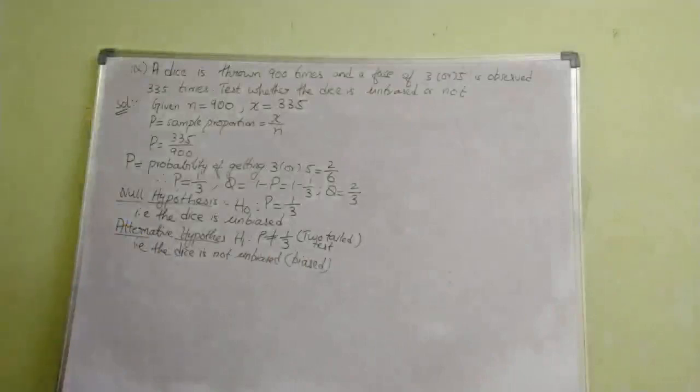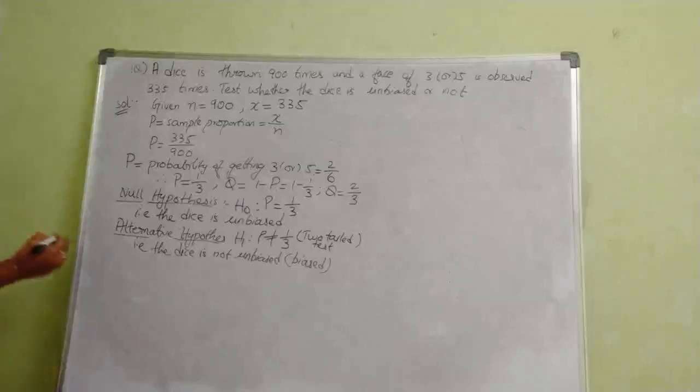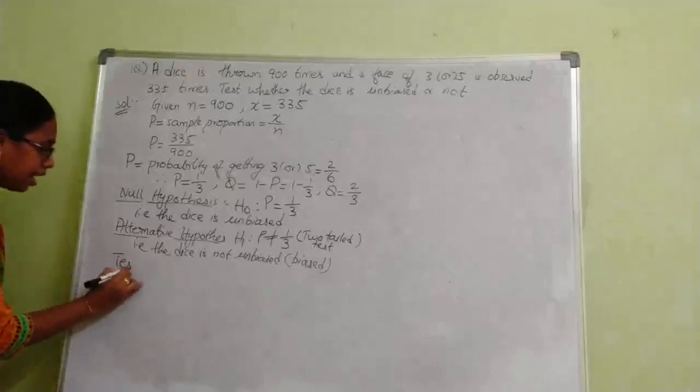After writing the null hypothesis and alternative hypothesis, next we have to write the test statistic under the null hypothesis.